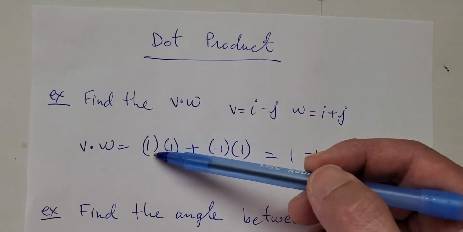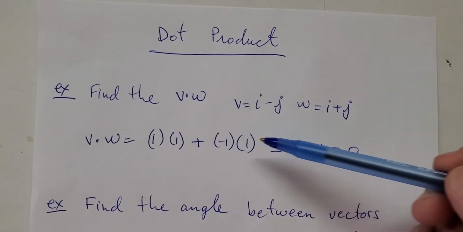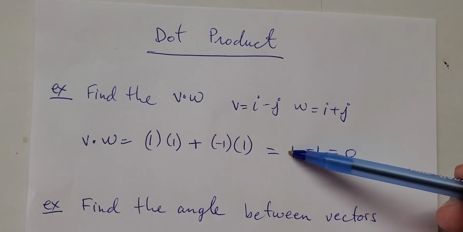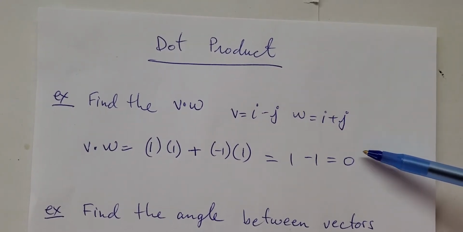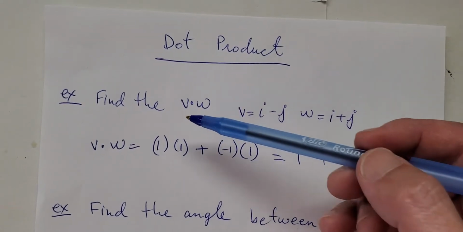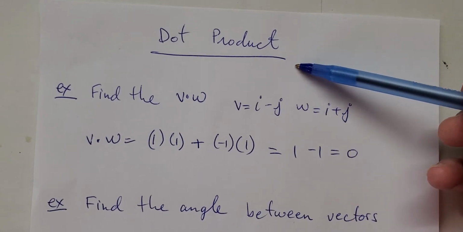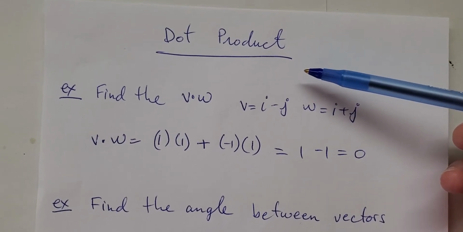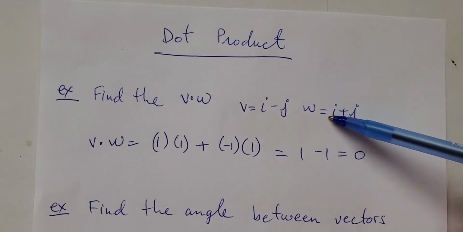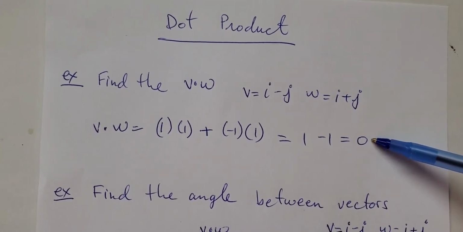So this is a basic order of operation. 1 times 1 is 1, -1 times 1 is -1. Subtract or add, 0. So this is the answer that we're looking for when you do the dot product of two vectors. So again, what is dot product? It is to find the relationship between two vectors. So the relationship of these two vectors is 0.